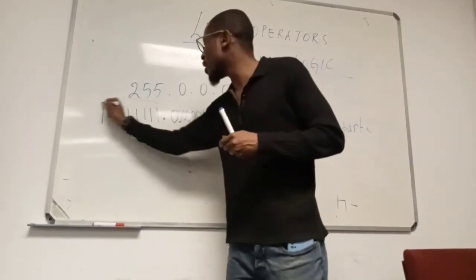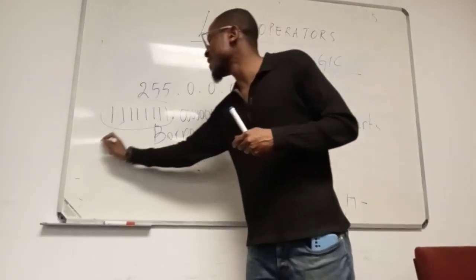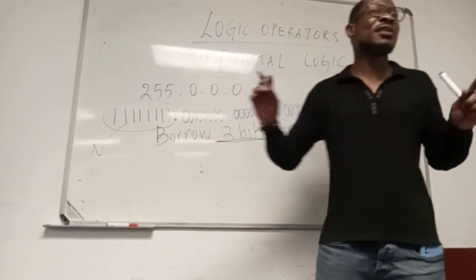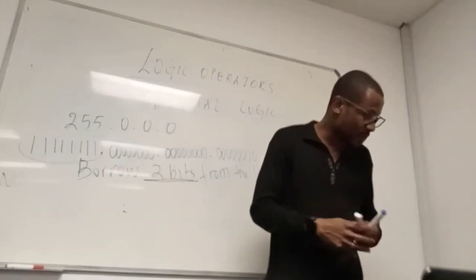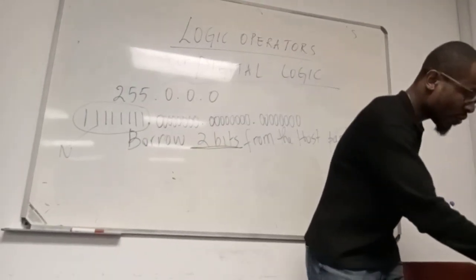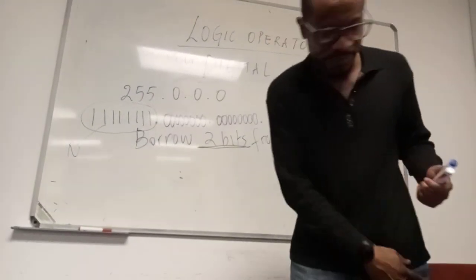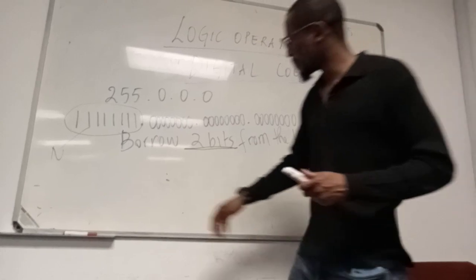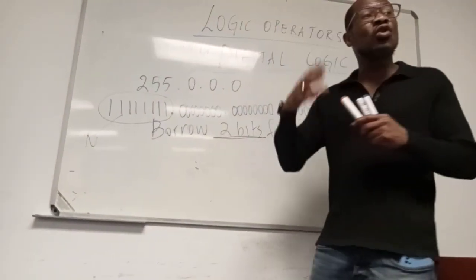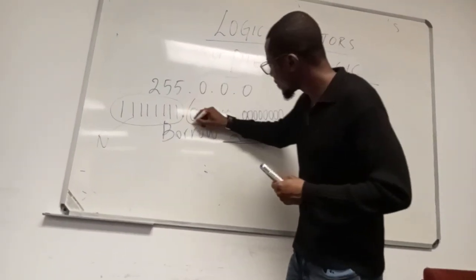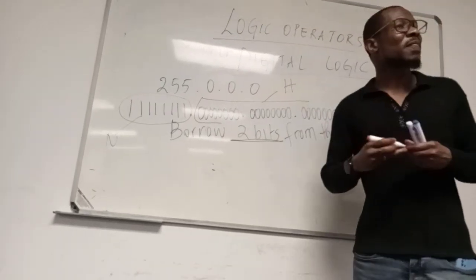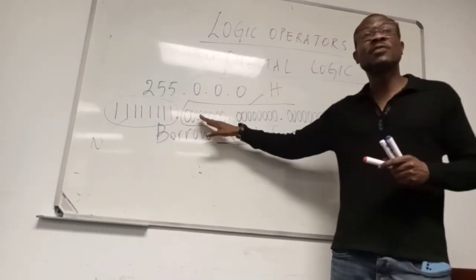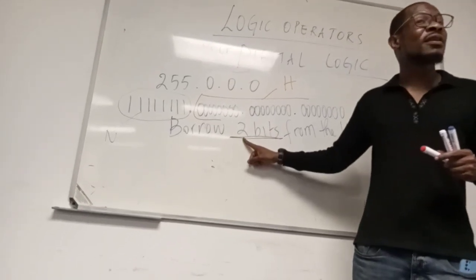This is your network part. Wherever there are 1s, don't touch. This is your host part. This is where we're going to touch. Okay, so we're going to look at where? From here. This is the host part. So this is where we have to start borrowing those 2 bits.